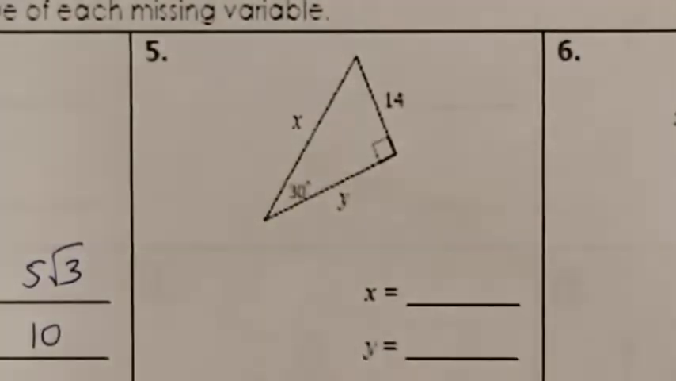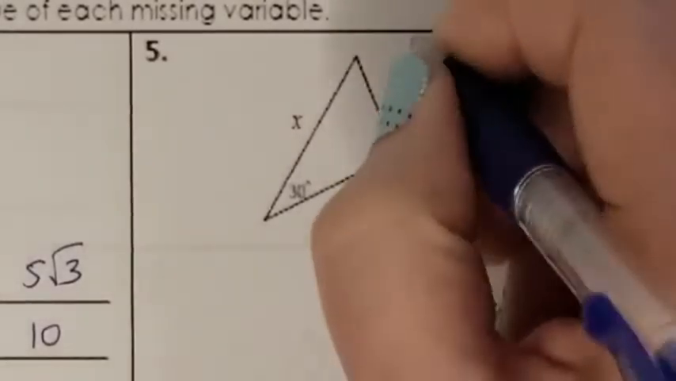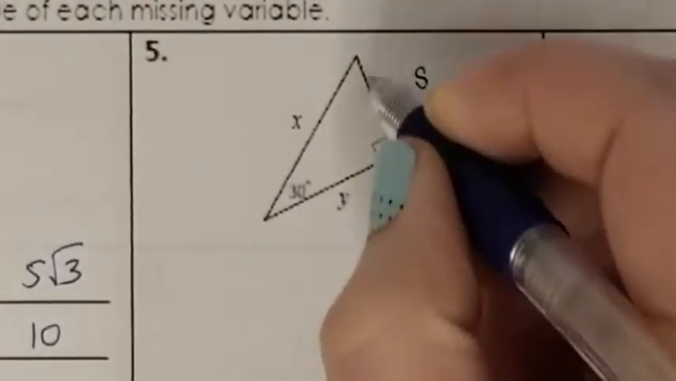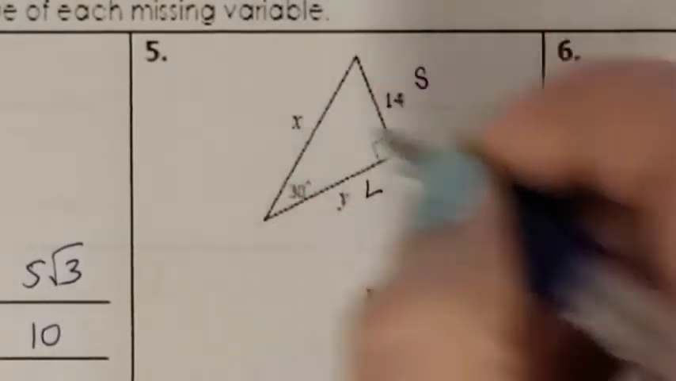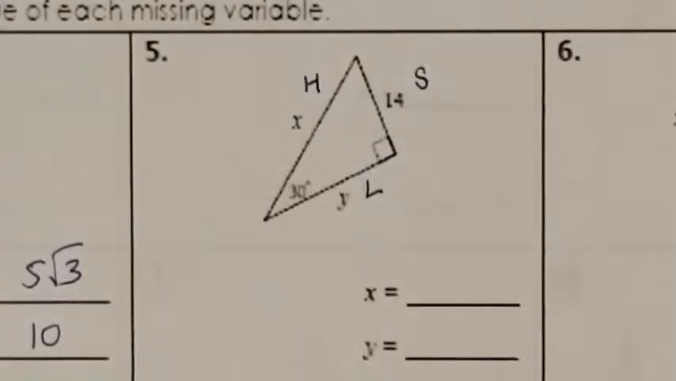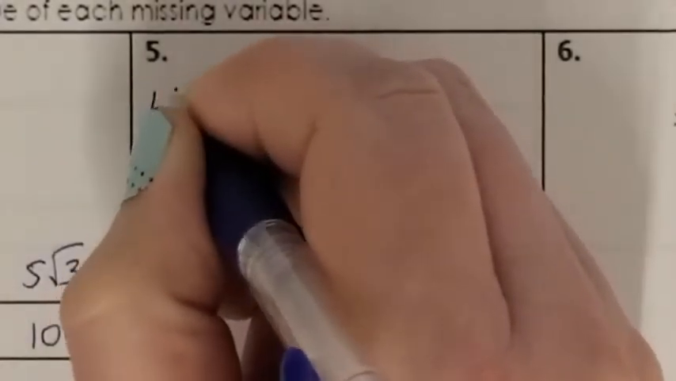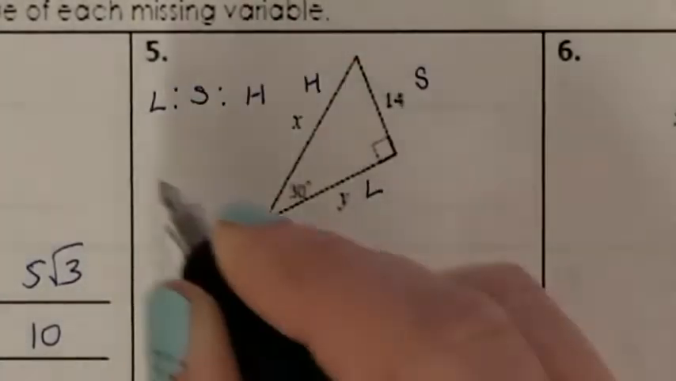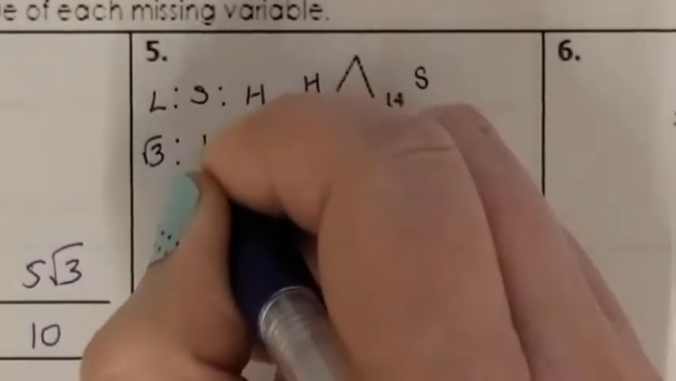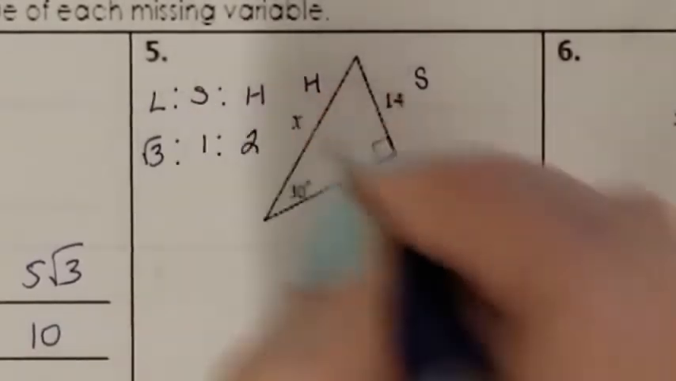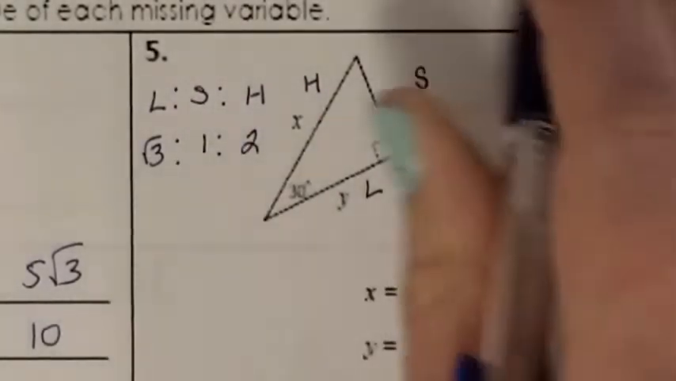Let's do the next one. 30 degrees is always immediately across from the short leg, which meant this is 60 and this is then my long leg. Immediately across from the 90 is always my hypotenuse. So I need my long to short to hypotenuse ratio. My long leg is always a root 3, my short is always a 1, and my hypotenuse is always a 2. This is the given ratio.